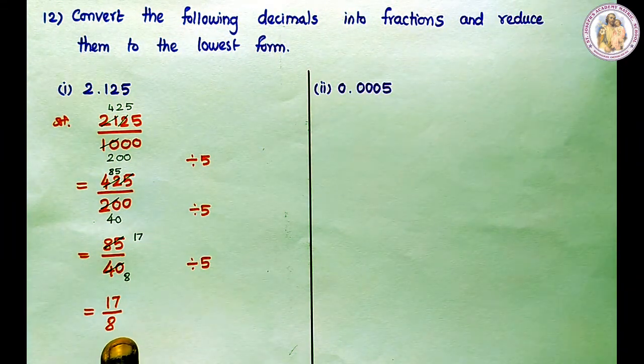Hereafter it is not possible to divide those numbers. So that is the lowest form. That is the answer. Got it? Next one.